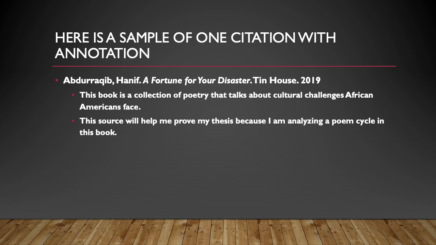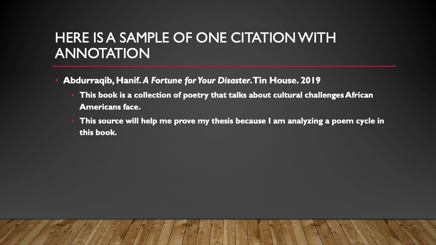And here's one example of a citation. You may want to use approximately this for your paper because all of you are writing about this source. This is an MLA citation of A Fortune for Your Disaster, from which the 2 poem cycles you might have chosen as a subject were selected. And you can see his name, the name of the book it came from, A Fortune for Your Disaster. Tin House is the name of the publisher, and the year it was published was 2019.